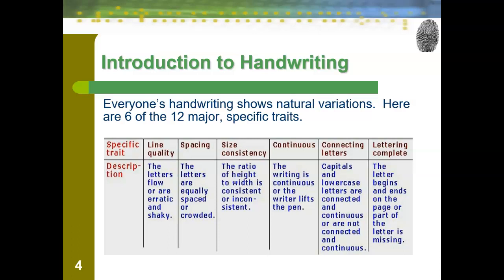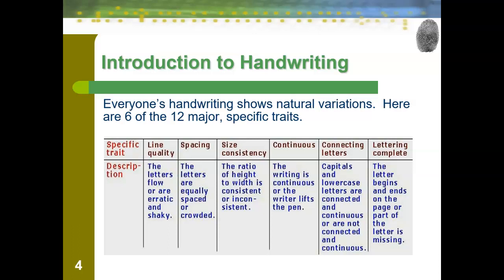Continuous: the writing is continuous, or the writer lifts the pen. This is not the same as cursive versus print. Some people print without lifting their pen, and some people lift their pen quite frequently for cursive, so this is different than that. Connecting letters, also still different than cursive versus print. Capital and lowercase letters are connected and continuous, or not connected and continuous, and this might vary. There might be some letters that somebody always connects versus other letters they never connect.